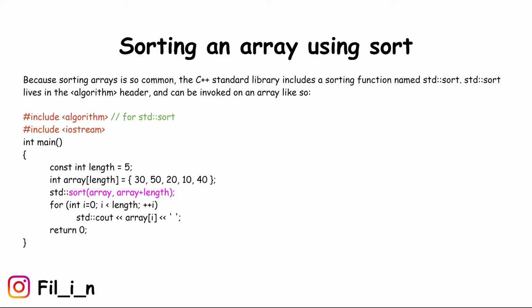std::sort lives in the <algorithm> header, and can be invoked on an array like so. #include <algorithm> for std::sort. #include <iostream>. int main. const int length equals 5. int array[length] equals 30, 50, 20, 10, 40. std::sort(array, array + length). for (int i equals 0; i < length; ++i) std::cout << array[i]. return 0.